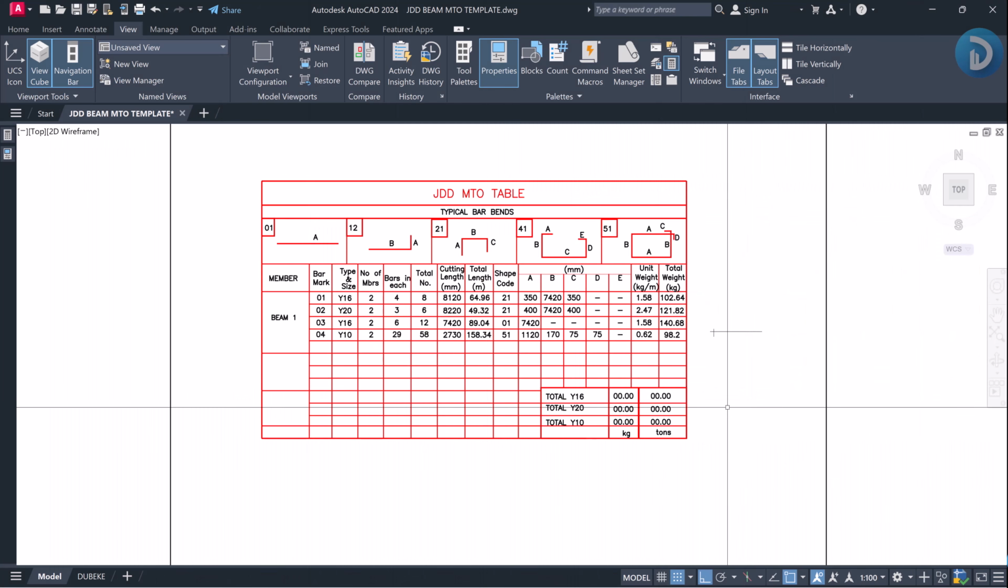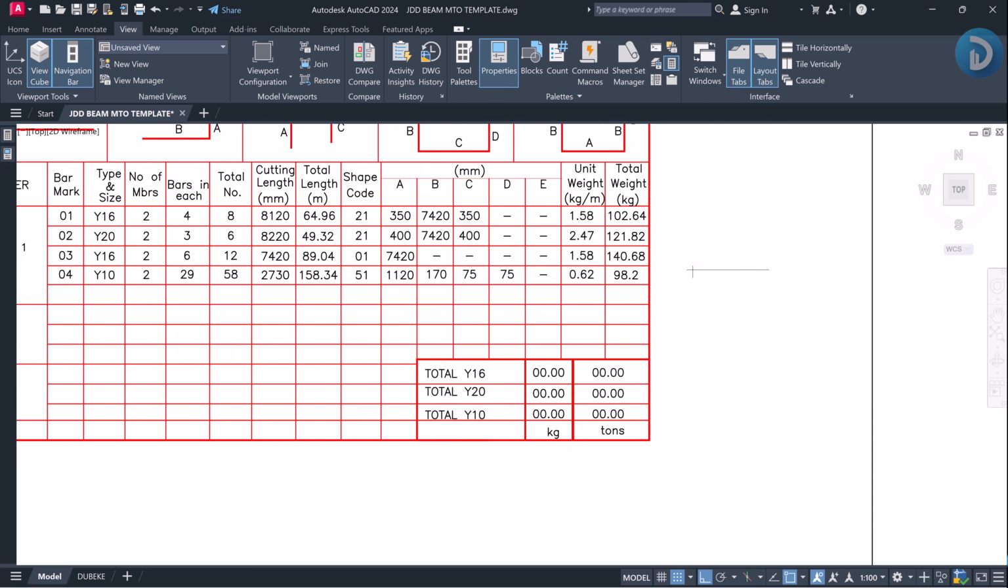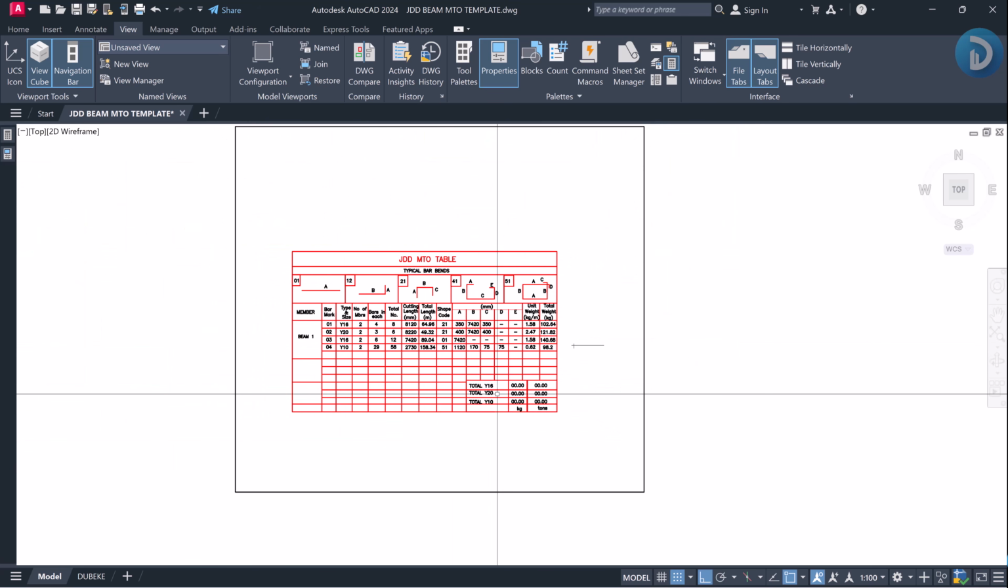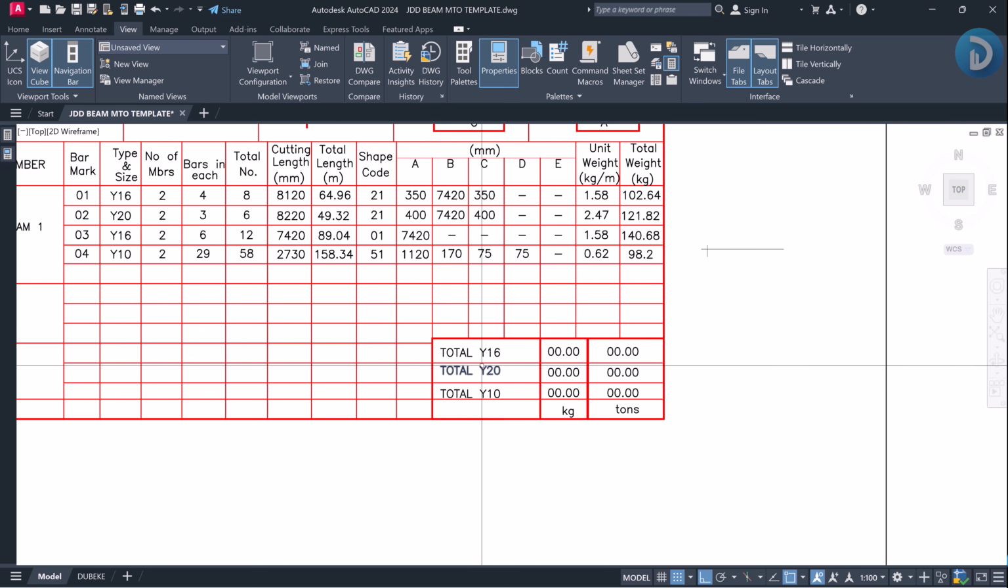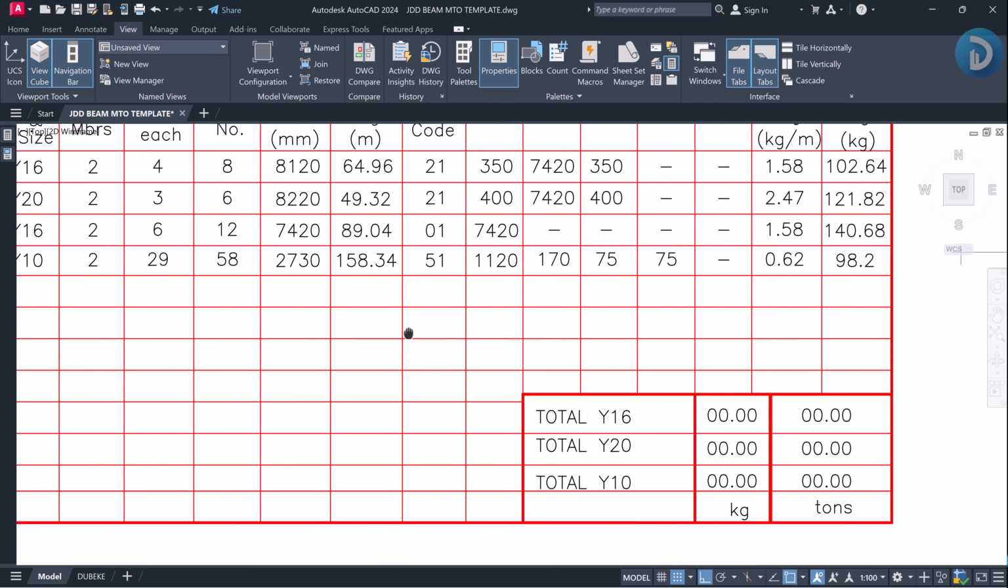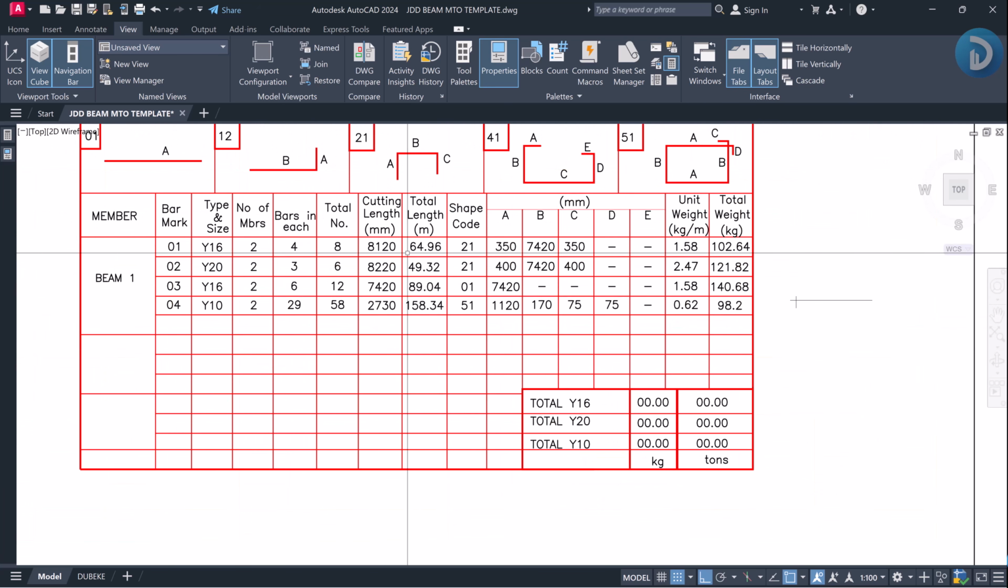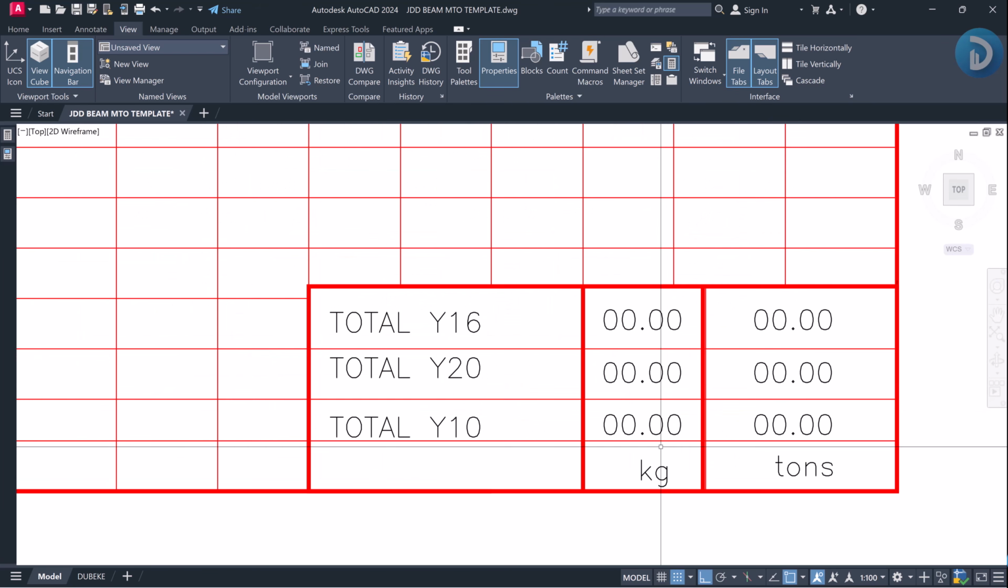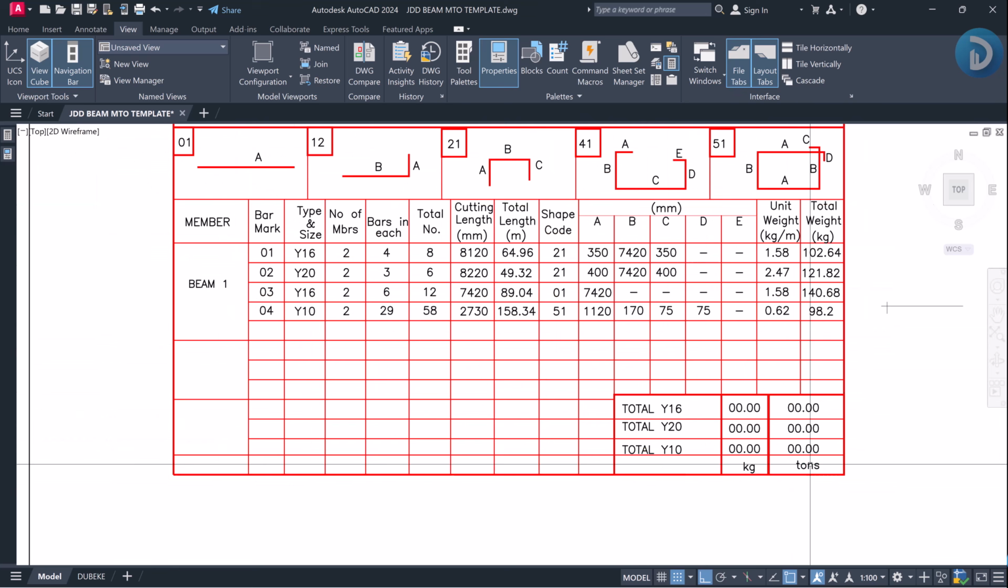So I've quickly created this to suit what we require on this specific beam. Due to the requirement of this beam, we have need for Y16, Y20, and also Y10. So I'll be summing up the total weight required for our Y16 in kilogram. These are the values in kilogram, and these are the values in tons.